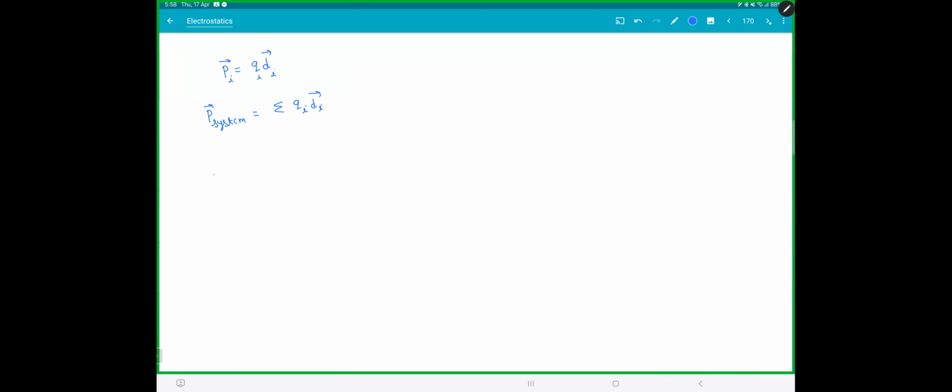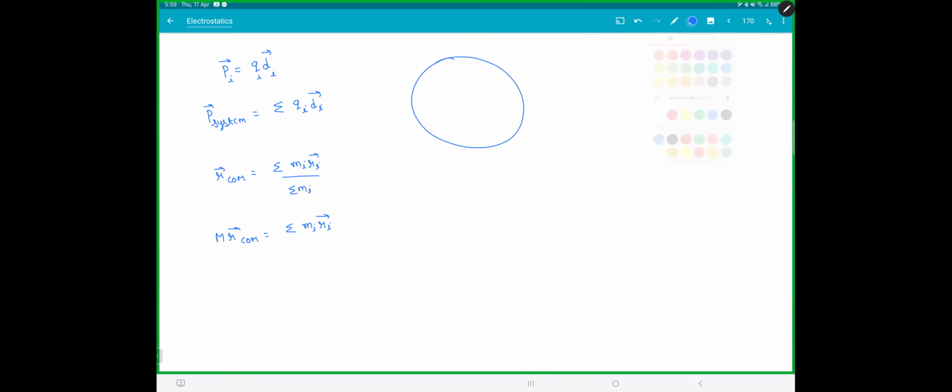Again, if you look at this thing, this kind of looks like our center of mass, which is sigma mi ri. It's a linear function. So you can write m into r center of mass equals sigma mi ri. So if you can actually find the center of mass of a system, you can actually use this. So this will be useful, especially for uniform distributions.